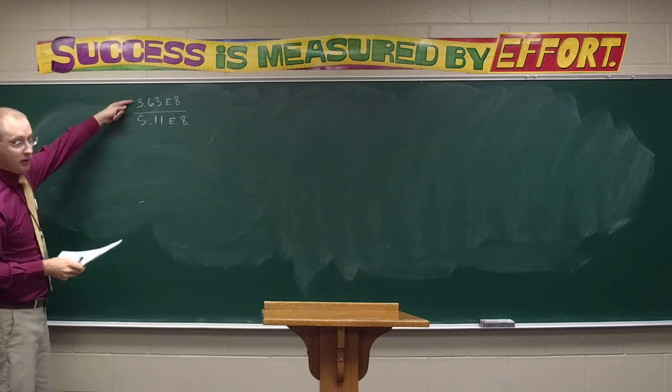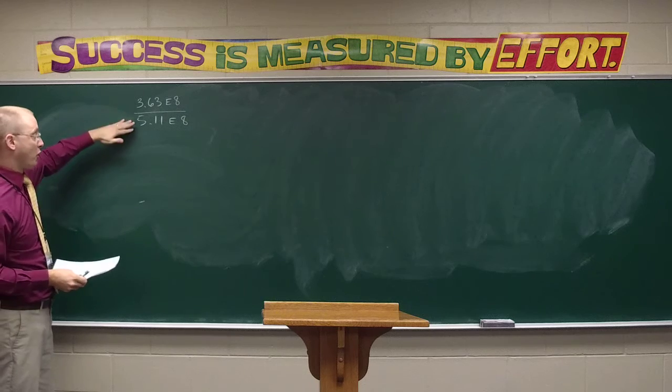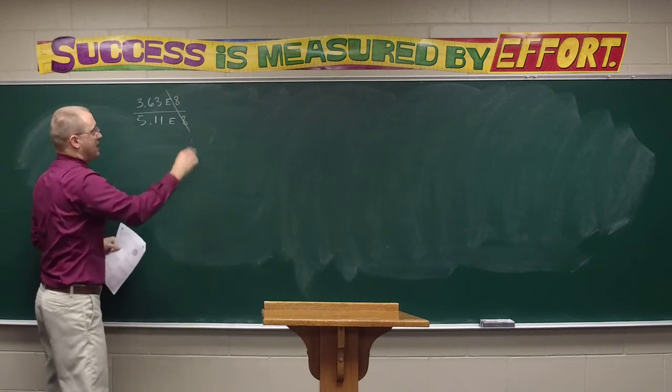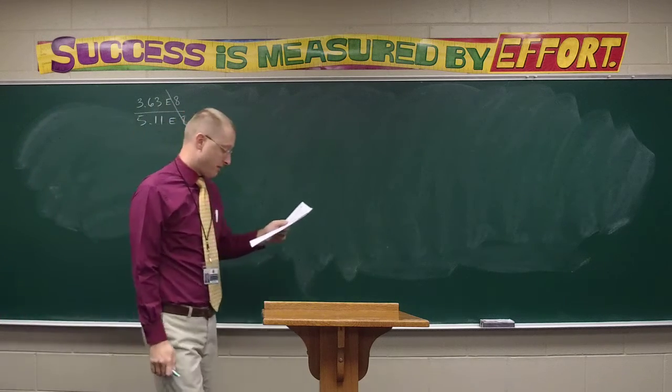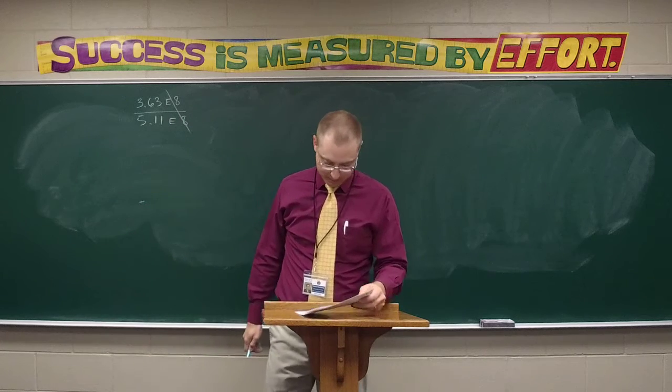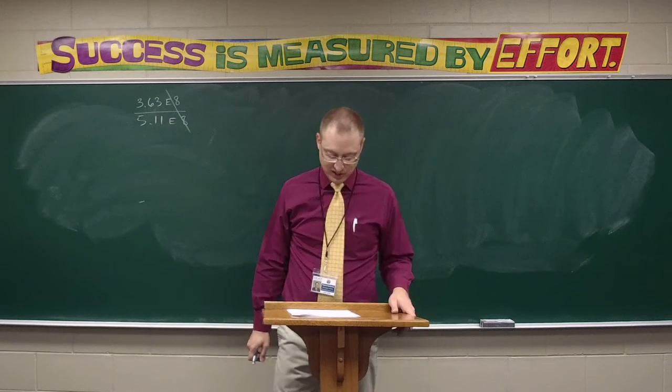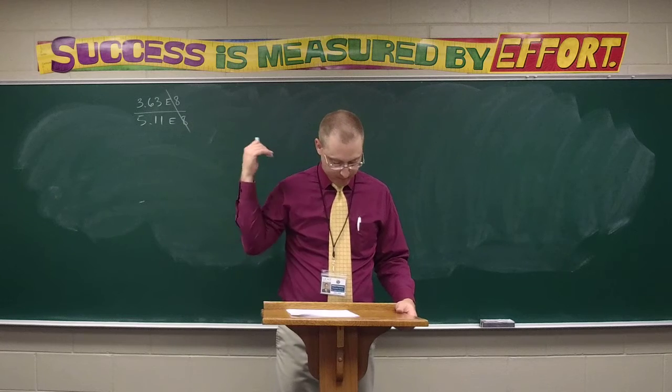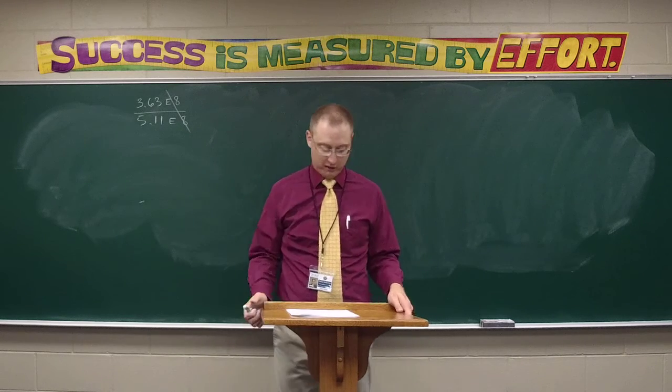So we want water, total desired outcomes over total possible outcomes. Knock off the E8s and just divide 3.63 by 5.11. What do we got? 0.710. In other words, roughly a 71% chance it hits water if it goes at random.